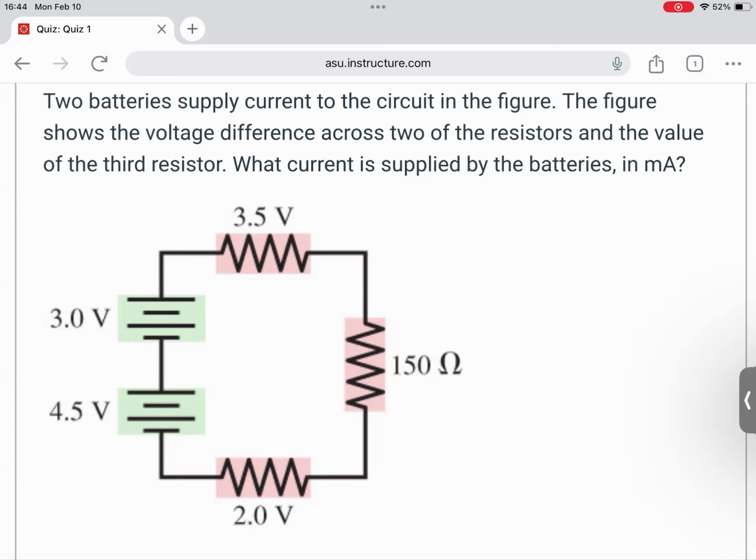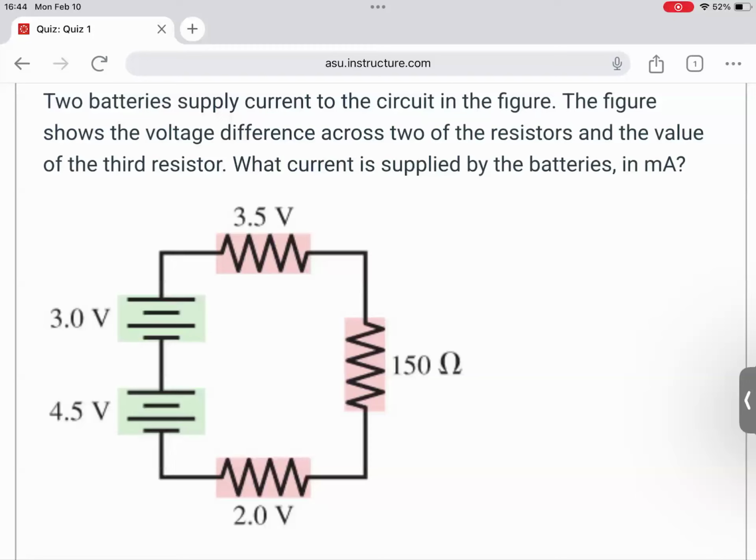Okay, it's time for this one. Correct answer is 13-ish milliamps. Here's how you do it. Total voltage in series gets dissipated, right? The principle of series circuits is that the voltage you gain equals the voltage you lose through each component. Total voltage adds up. How much total voltage have we got?